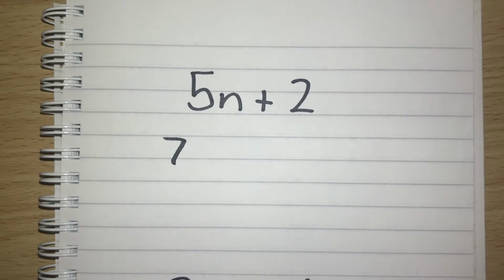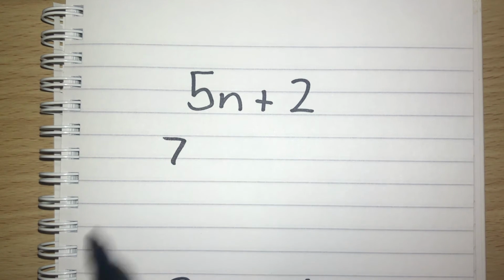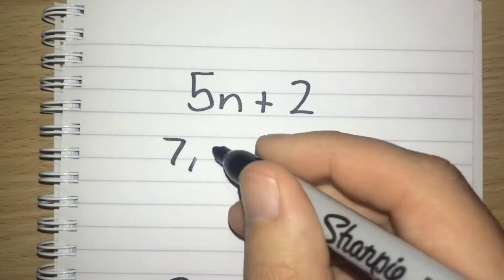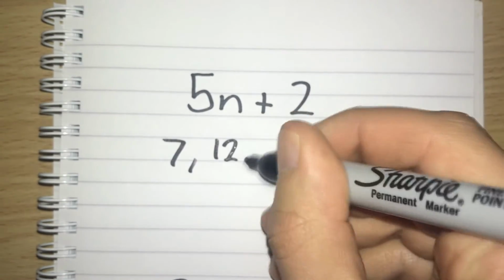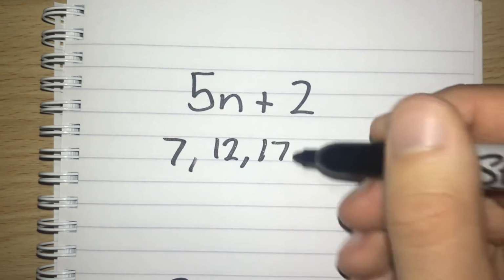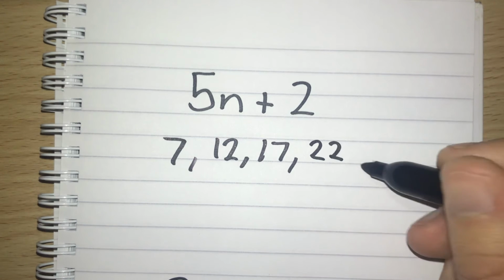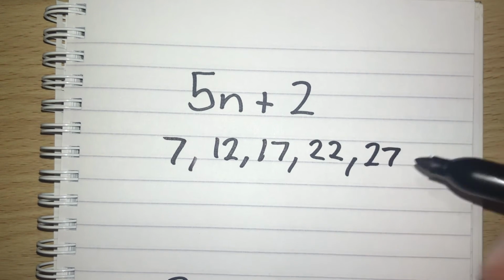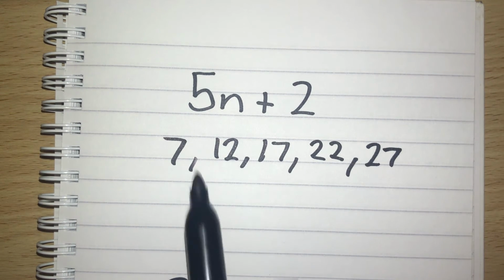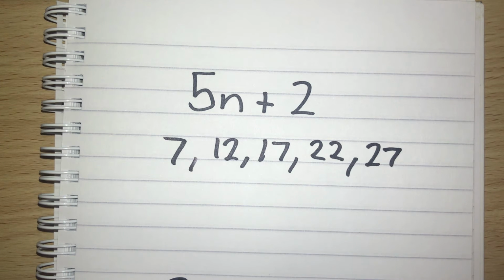And now, like we said just now, we go up by whatever we've got with this n. We've got a 5n this time, so we're going up by 5 each time. So if we go up by 5 from 7, we'd end up with 12. Our second term would be 12. We've got to go up another 5, we'd get 17. Another 5, we get 22. And another 5, we'd get 27. So our first 5 terms would be 7, 12, 17, 22, and 27.